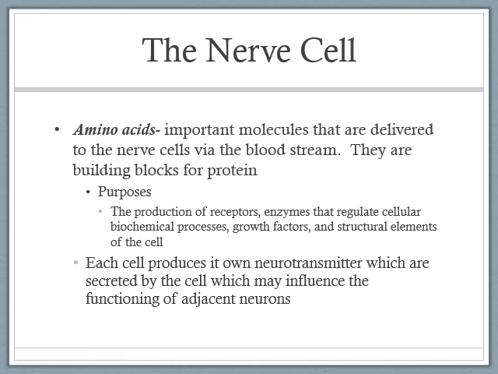Each cell produces its own neurotransmitters, which are known as messenger molecules, which are secreted by the cell and may influence the functioning of adjacent neurons. Neurotransmitters are often referred to as first messenger molecules, so you might see that terminology in your textbook.